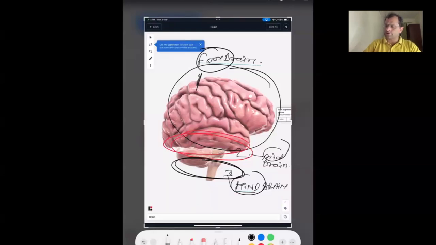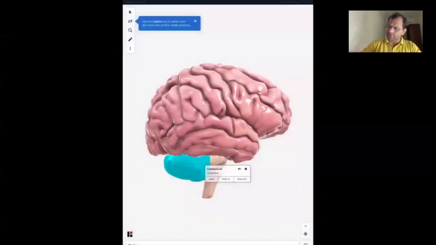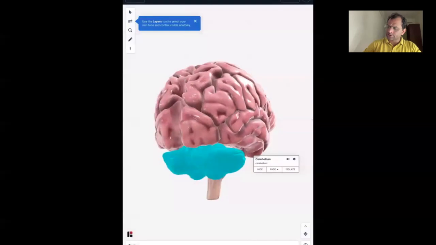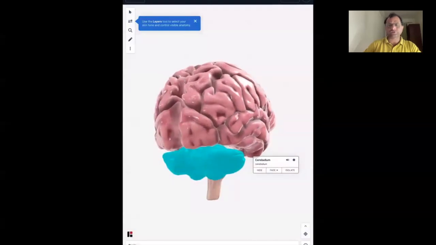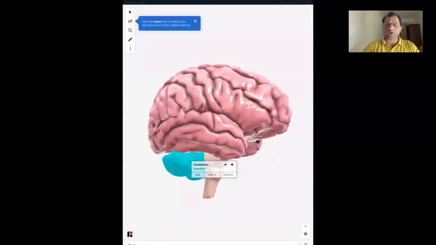So the forebrain is the largest, we can see in this image. It is the largest. Now, I just told you the hindbrain means cerebellum. So let's see here. Just as I told you, this is the hindbrain, the cerebellum, responsible for balance and coordination. And this is the forebrain, and the brain which is in between these two is called the midbrain.